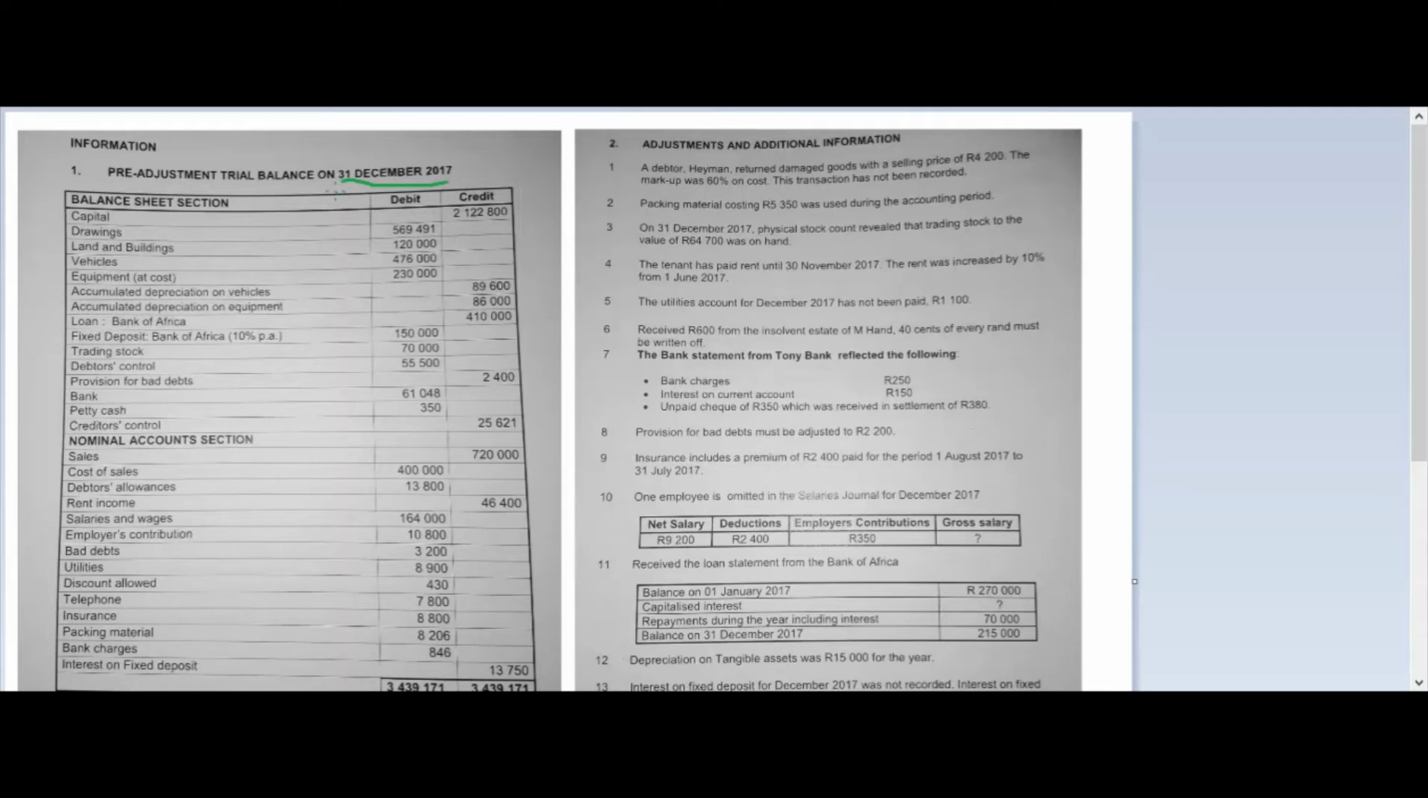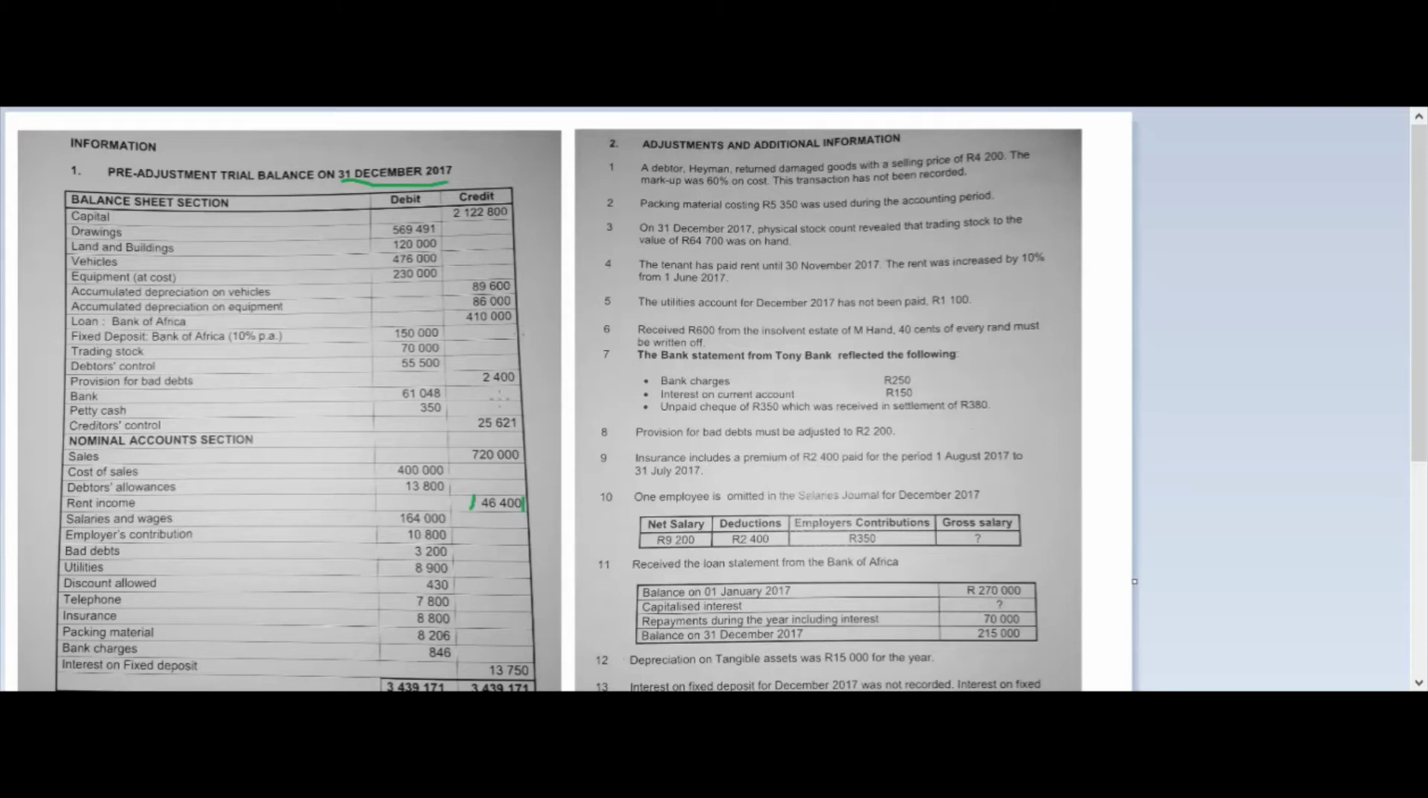Under our pre-adjustment trial balance, because we're going to focus on the rent income, I'm going to my nominal account section, which shows my incomes and expenses. Going to my nominal account section, I have a rent income of 46,400.